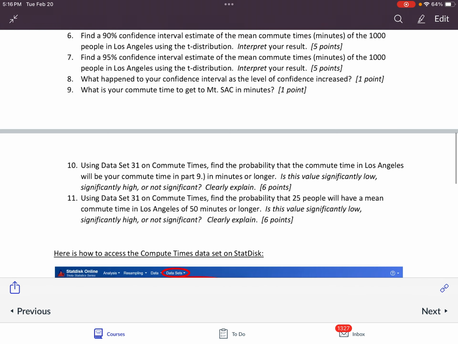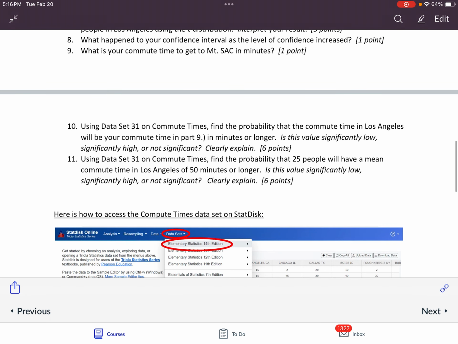So make sure you look at your notes for help with that if you're stuck on how to do that. That's again chapter 7. Number 8 asks what happens to your confidence interval when the confidence increased. So did it get wider? Did it get not as wide? Number 9 says, what is your commute time to get to Mount SAC in minutes?